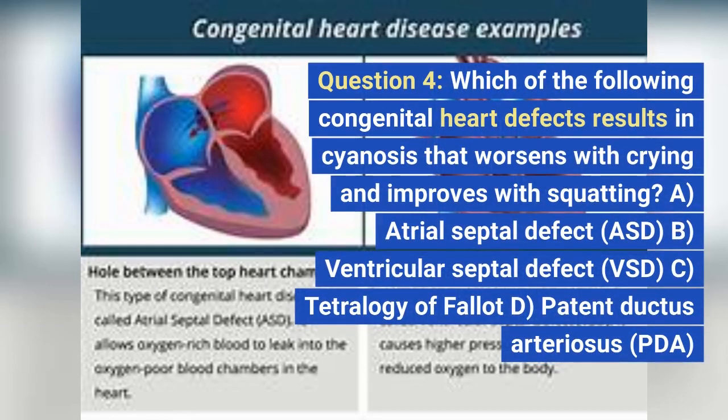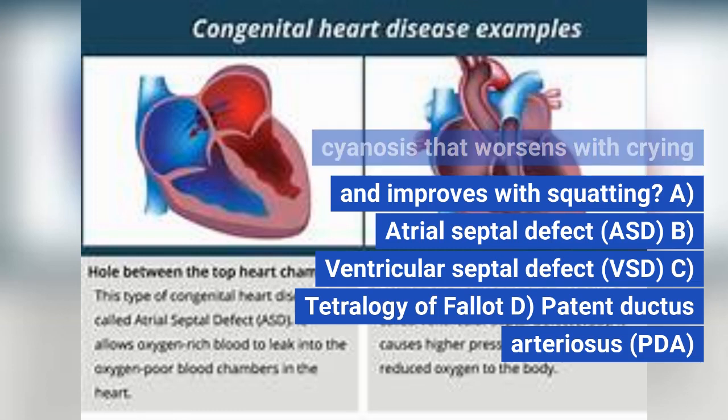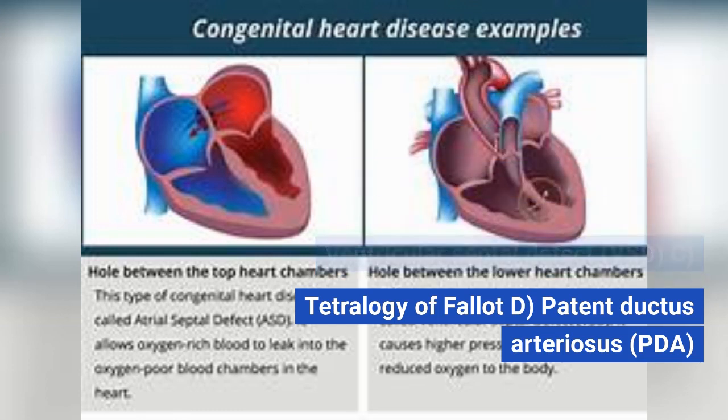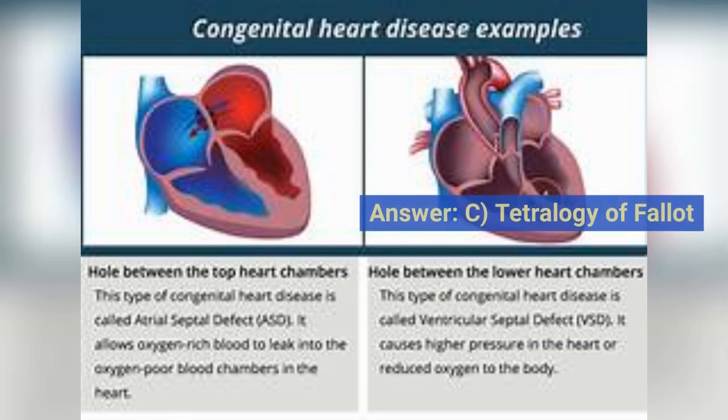Question 4. Which of the following congenital heart defects results in cyanosis that worsens with crying and improves with squatting? A. Atrial septal defect, ASD. B. Ventricular septal defect, VSD. C. Tetralogy of Fallot. D. Patent ductus arteriosus, PDA. Answer: C. Tetralogy of Fallot.